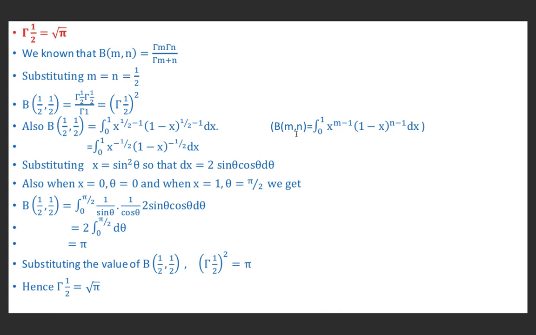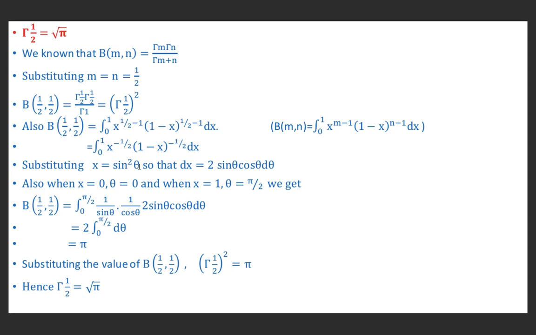Also, we know this formula: beta m, n is the integral from 0 to 1 of x raised to power m minus 1, 1 minus x raised to power n minus 1 dx. This is the definition of the beta function. If we substitute m equal to half, n equal to half in this formula, it will be the integral from 0 to 1 of x raised to power half minus 1, 1 minus x raised to power half minus 1 dx, that is, x to the power minus half and 1 minus x to the power minus half.